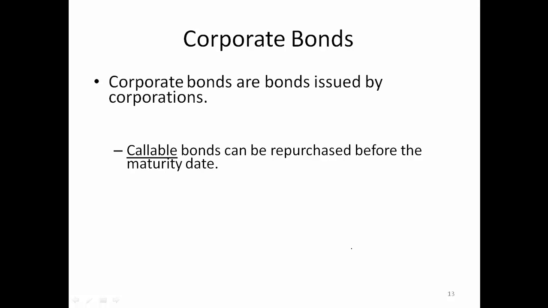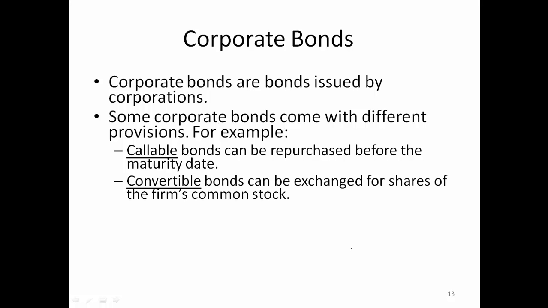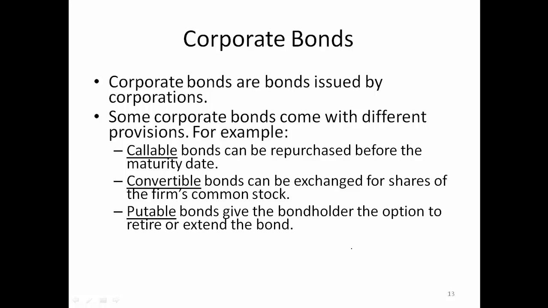Corporate bonds are bonds issued by corporations. Some corporate bonds come with different provisions. For example, callable bonds can be purchased before the maturity date. So if the company decides to call back the bonds, with these callable bonds, they can be called back before the bond matures. Convertible bonds can be exchanged for shares of the firm's common stock, or say we can convert those bonds into common stocks.